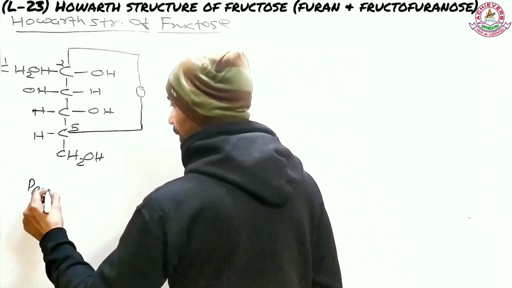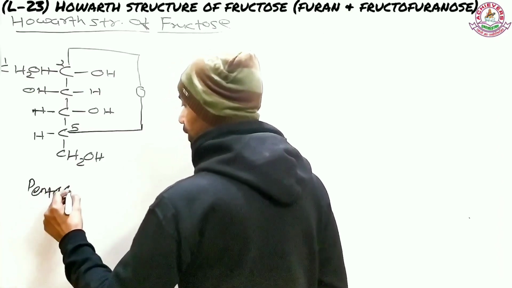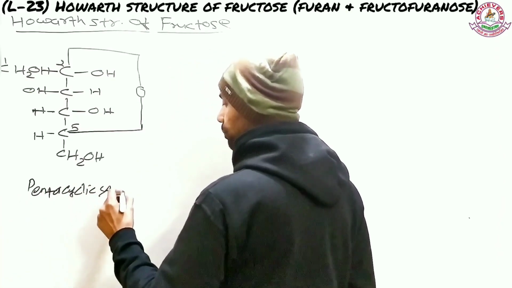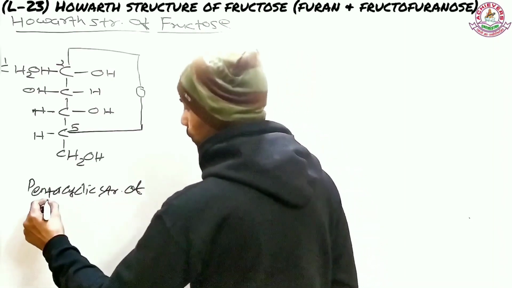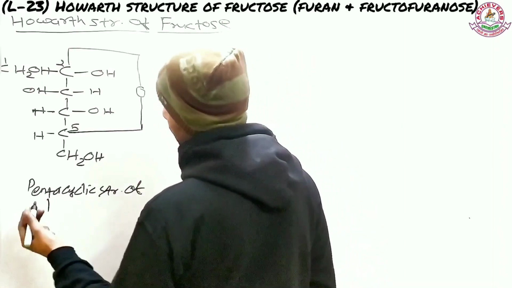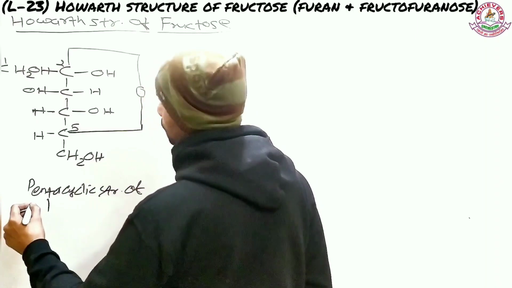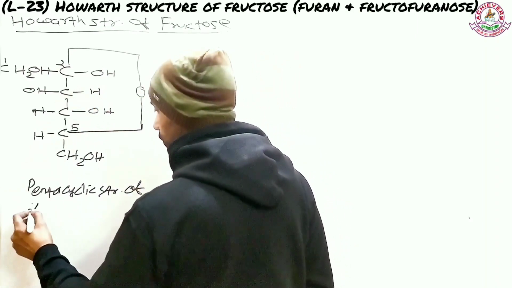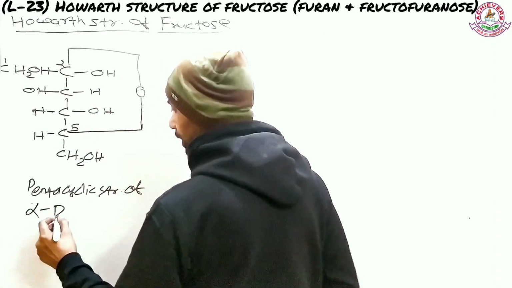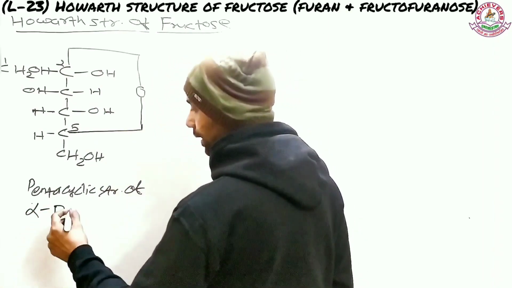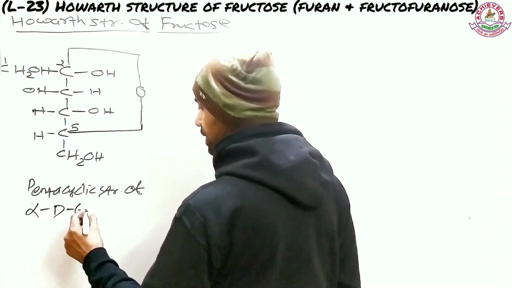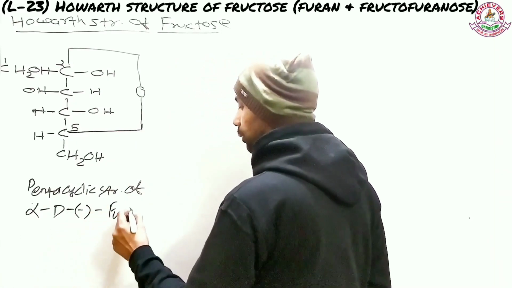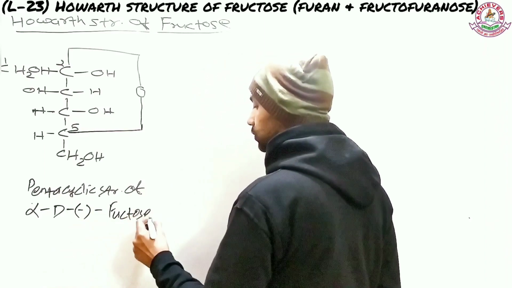So this is the pentacyclic structure of fructose, right? I should write the proper name. It's your alpha. Why alpha? Just give me a second. So this is your alpha-D-(-)-fructose. D refers to the glyceraldehyde relationship, and the minus sign represents levorotatory. So this is the complete name of the structure I just made.